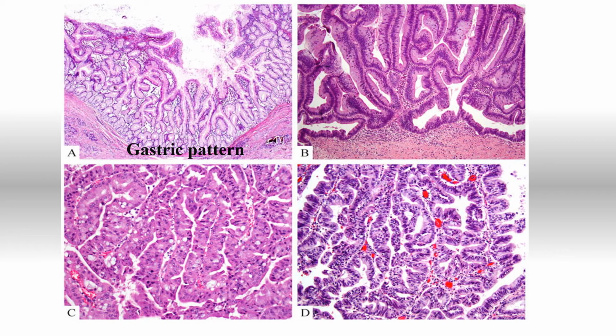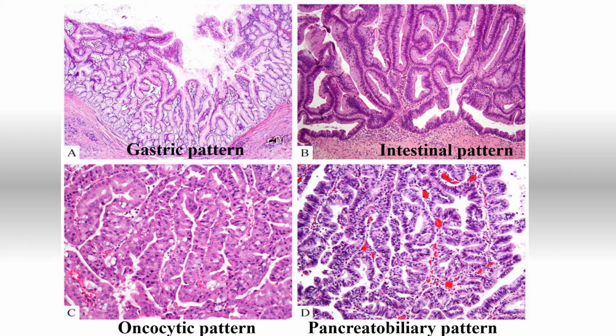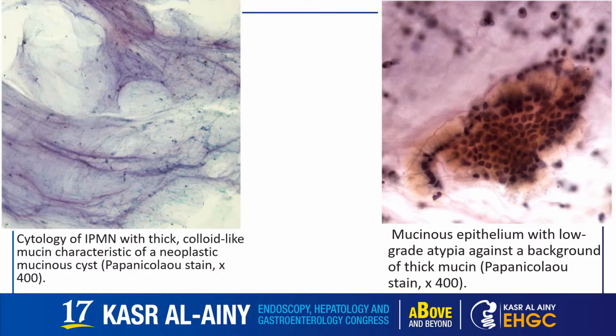Figure A shows the gastric pattern with gastric foveolar appearance. Figure B shows the intestinal pattern simulating colonic villous adenomas. Figure C shows the oncocytic pattern with abundant granular eosinophilic neoplastic cells that contain intracellular mucin. This pattern mostly presents with severe atypia and is usually diagnosed as carcinoma. Figure D shows the pancreatic-papillary pattern with cuboidal cells with prominent nucleoli.